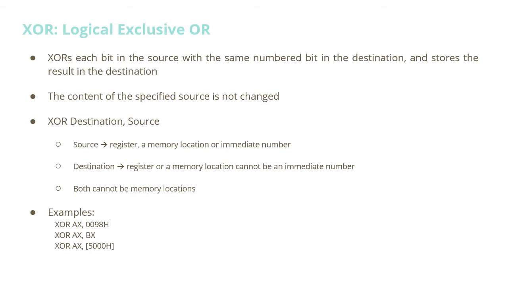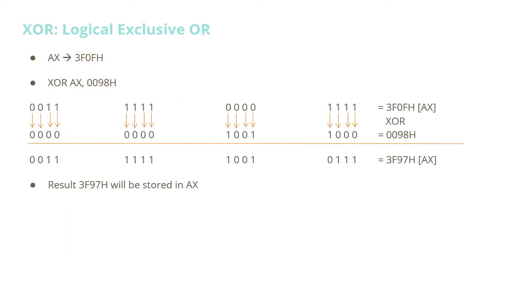Next is XOR AX, 5000H, where the memory location 5000H is the source operand. The content of that memory location is the source operand, and a bitwise exclusive OR is being performed with the content of the register AX, and the result of that operation will be stored in the AX register. This is an example for the XOR instruction.